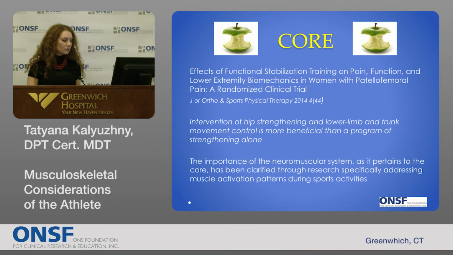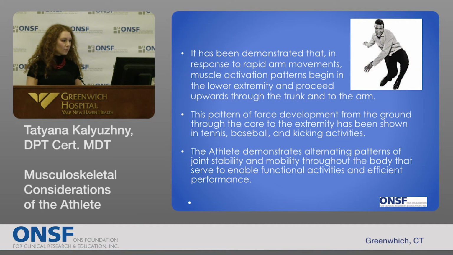The importance of the neuromuscular system as it pertains to the core has been clarified through research specifically addressing muscle activation patterns during sports activities. It's been demonstrated that in response to rapid arm movement, muscle activation patterns begin in the lower extremity and proceed upward through the trunk and to the arms. This pattern of force development from the ground through the core to the extremity has been shown in tennis, baseball, and kicking activities. The athlete demonstrates alternating patterns of joint stability and mobility throughout the body that serve to enhance functional activities and efficient performance.